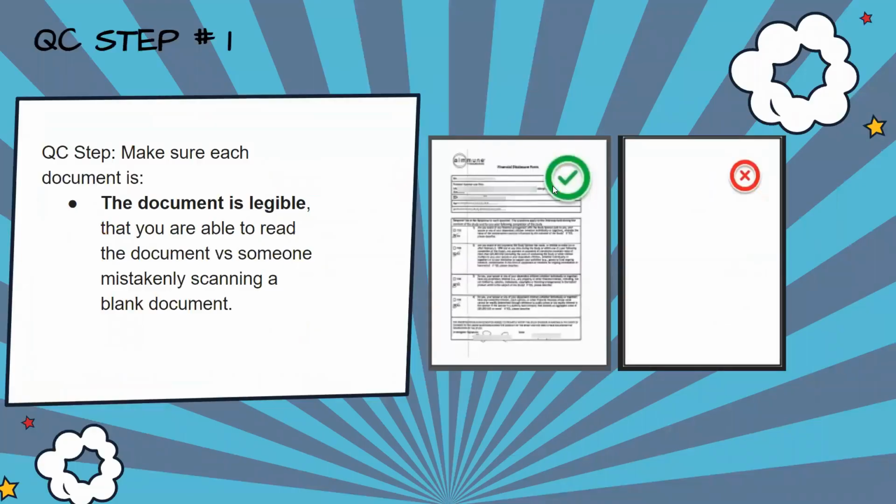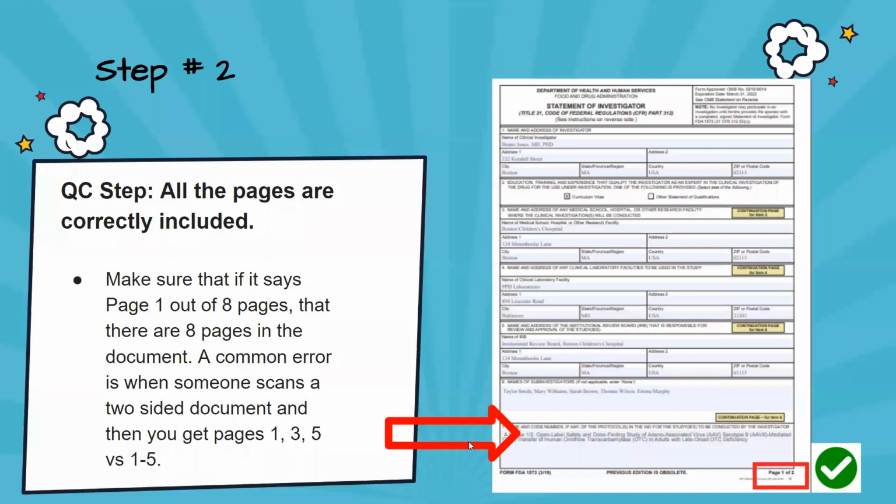Step 1. You're making sure that each document is legible. So you're making sure that you're able to read it. There are no blank copies, or a common issue is if somebody scanned it and it's super dark. That used to be an issue all the time. I haven't really seen that as a big issue lately. I think it's just improved technology.